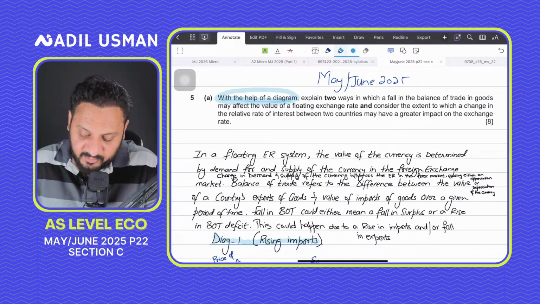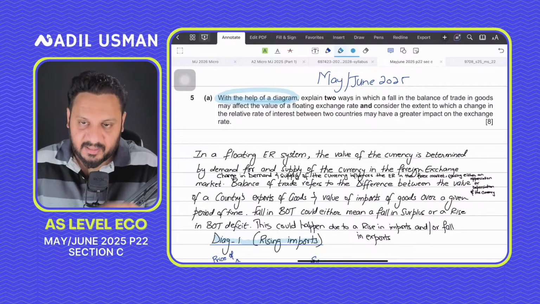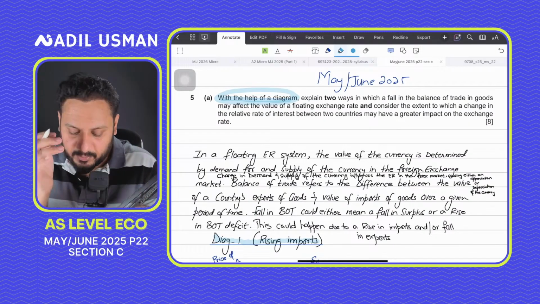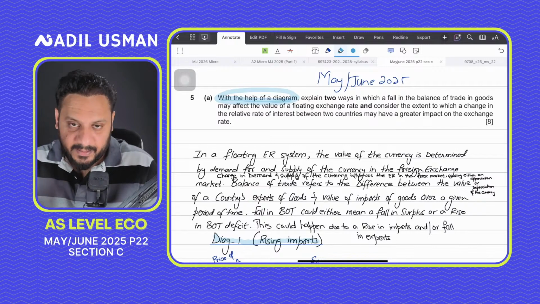Explain two ways in which a fall in the balance of trade may affect the value of the floating exchange rate, and consider the extent to which a change in the relative interest rate between two countries may have a greater impact on the exchange rate. Relative interest rates means interest rates in comparison between, let's say, country A and country B.